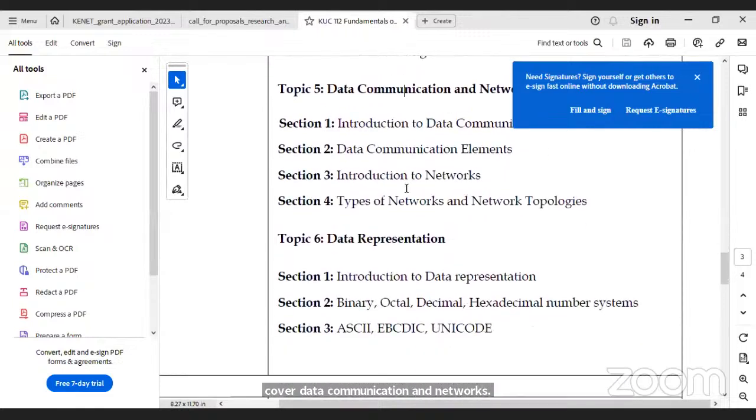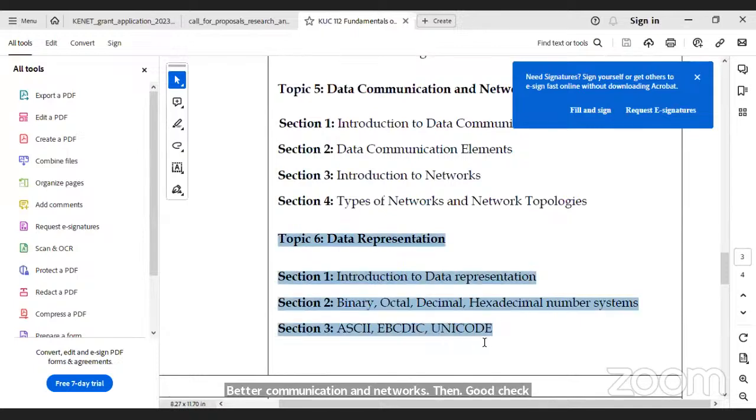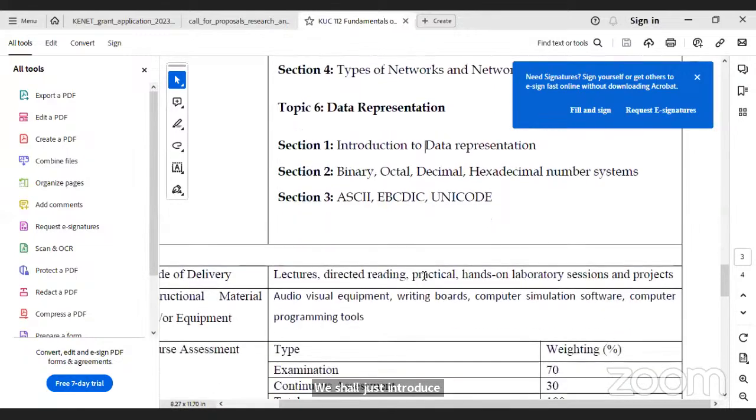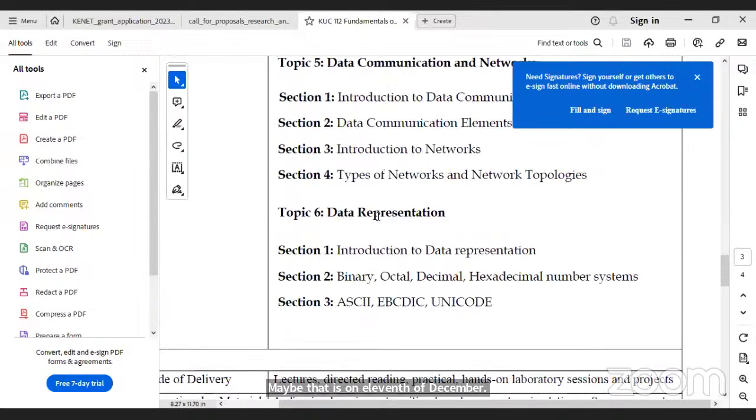Data communication and networks. Then once we finish, we will remain with topic 6. This topic 6 we shall just introduce, maybe that is on 11th of December. Then we record videos because this is all about calculations. Easy, topic 6 is all about calculations. There is nothing there except calculating so that you reason like a computer. In topic 6, I will make you reason like a computer, how a computer works.